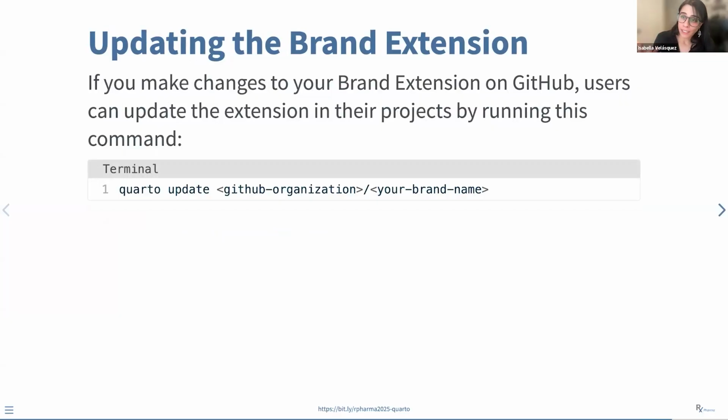And then anytime that you make changes, if any changes happen to your brand extension, you can run quarto update and then the name of your brand extension, and that will update it in your project as well. So that way it is always the latest and greatest.